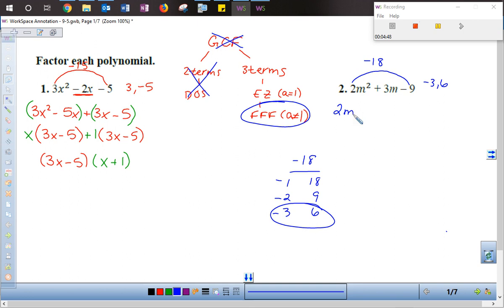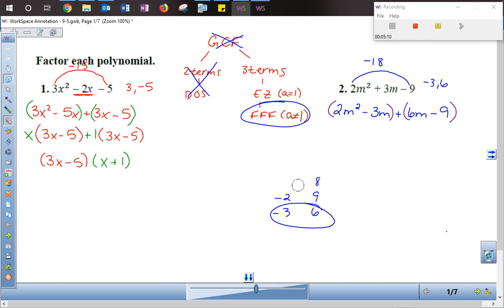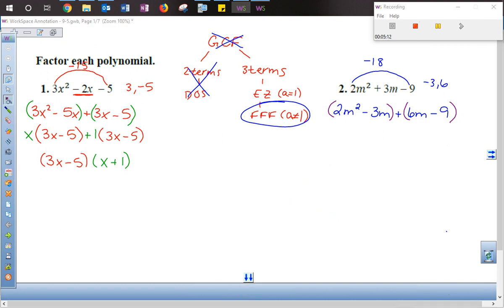So 2m squared goes first. Replace 3m with my two factors. I want the negative one first, so minus 3m, then my positive plus 6m, then bring down my minus 9. Then I can group my two binomials, 2m squared minus 3m and 6m minus 9. Don't forget, we need an addition symbol in between my two parentheses.